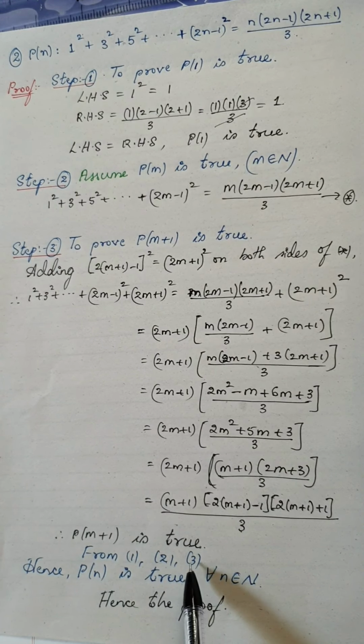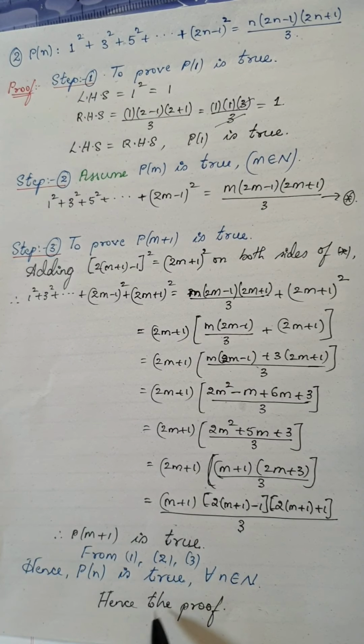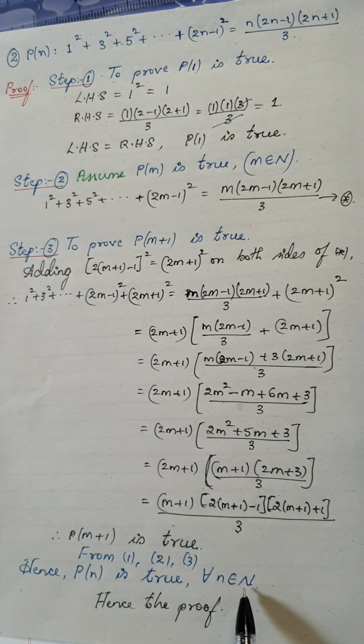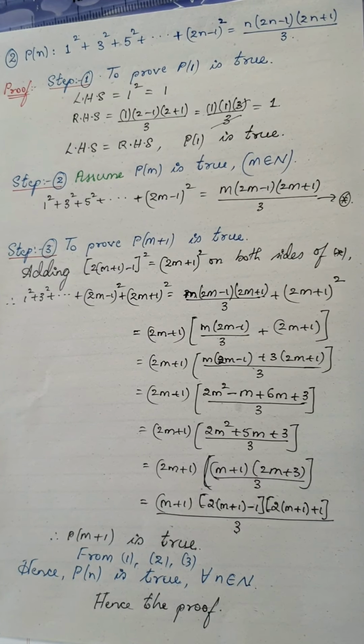So from 1, 2 and 3, you need not write the conclusion every time. It is understood. So from 1, 2 and 3, hence P of n is true for all n belongs to N. And that will be the proof for this question.